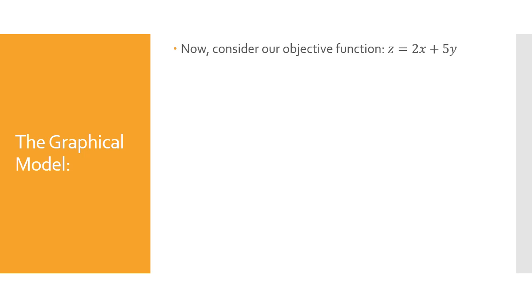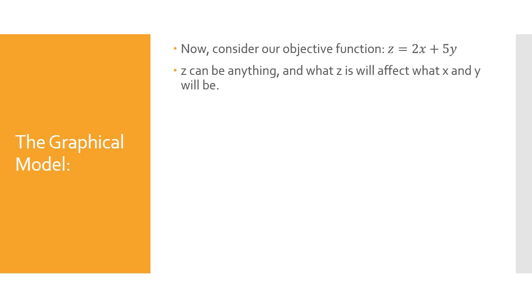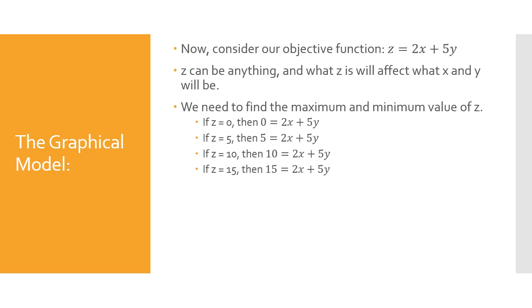Okay, now that we found our region for our x and y values, we need to consider the objective function. Z can be anything, and whatever z is going to affect what x and y will be. And we need to find the maximum and minimum value of z, and we need to find the x and y's that will give us that. Okay, so a few examples here. If z is 0, then our equation will look like 0 equals 2x plus 5y. If z is 5, it'll be 5 equals 2x plus 5y, and so on.